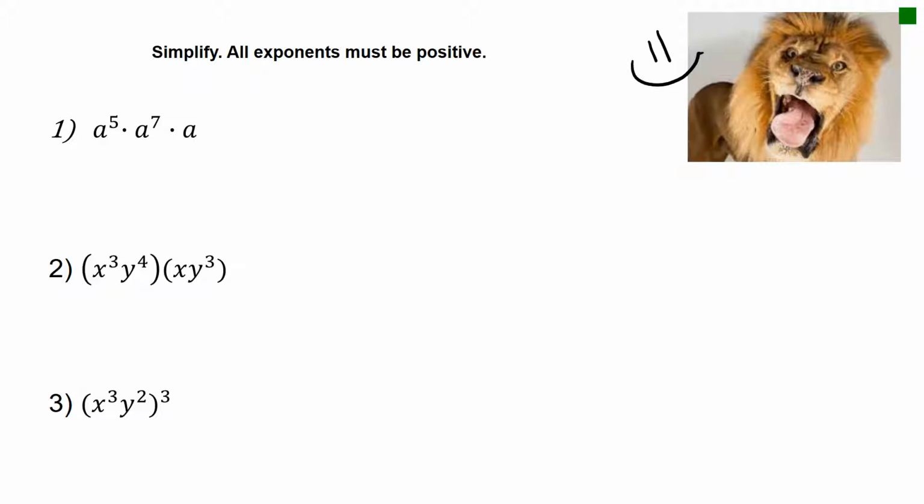All exponents must be positive. Remember to put the little secret 1 there. And then when you have the same base being repeated, remember that's 1, 2, 3, 4, 5, 1, 2, 3, 4, 5, 6, 7, 1 for a total of 13 A's.